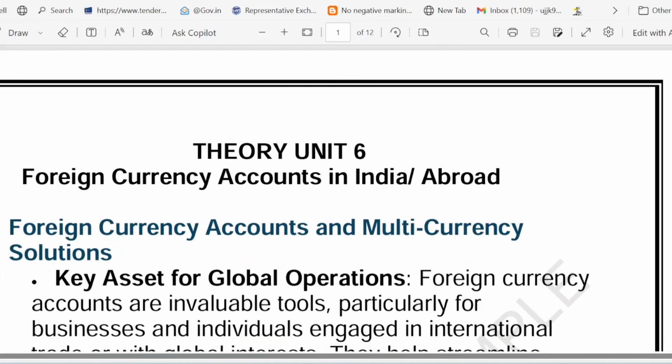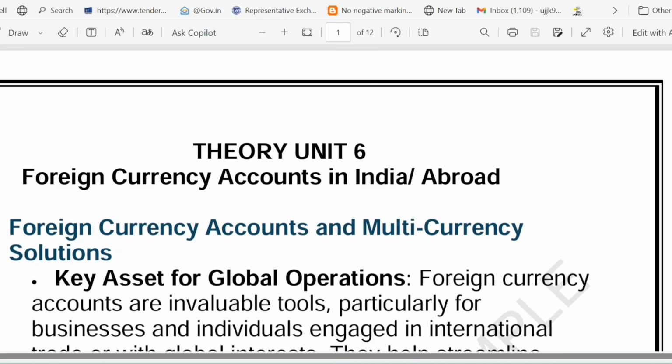Sixth chapter name is foreign currency account in India and abroad. Have you ever struggled with sending or receiving money in different currencies, or felt the pinch of high fees and bad exchange rates? So let's break down how foreign currency and multi-currency accounts can make your global transactions smoother.